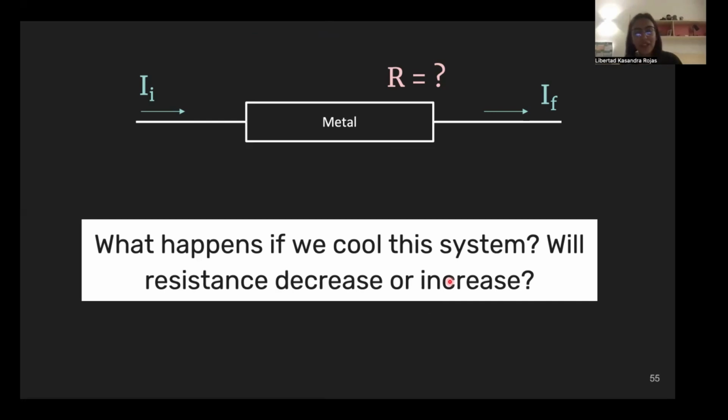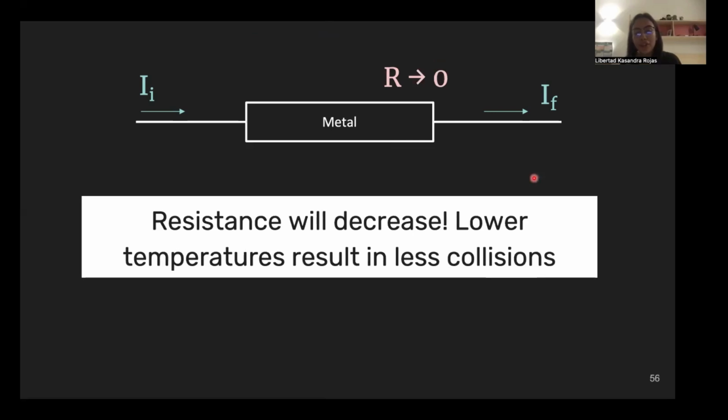What happens when we cool our system is that the resistance is going to decrease. I'll take a moment to explain why. Resistance decreases because when you cool the system, you're removing energy from it. At lower temperatures, there are going to be fewer collisions. The atoms are going to stop vibrating so much inside the metal, and the current is going to be able to pass through it without colliding so much. So there's less resistance.